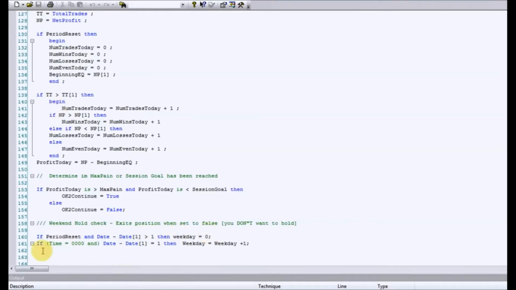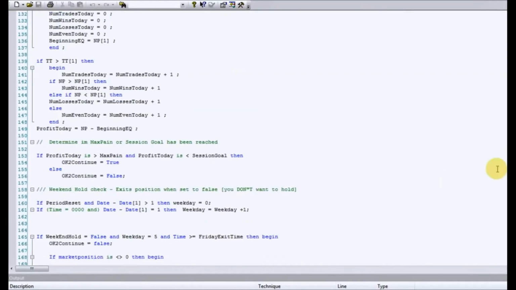Now if the date minus the date 1 bar ago is 1, that means we've just gone through midnight on a day that the contract is continuing to trade. So by Sunday night at midnight, it would be equal to 1. And then it would march on up to 5 on Friday. So now I can easily make a statement that says, if my weekend hold is false, in other words, I've said I don't want to hold over the weekend, and my weekday value is 5, meaning Friday, and the time is greater than or equal to my exit time, then begin.